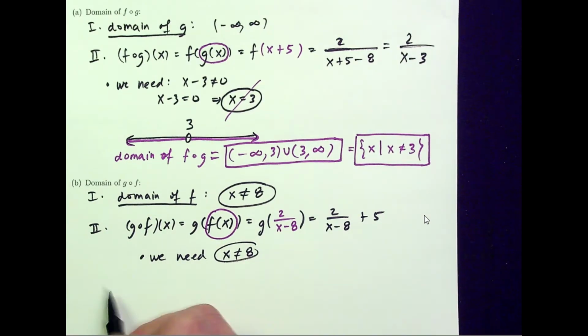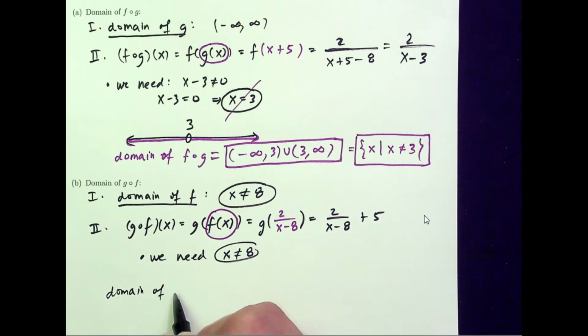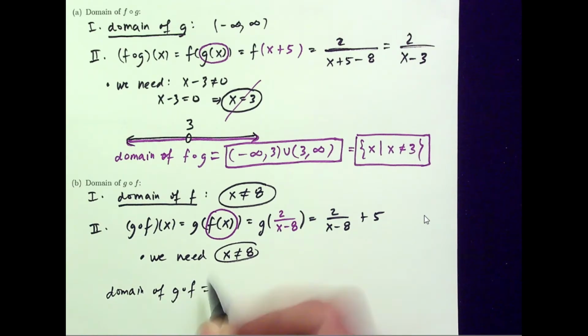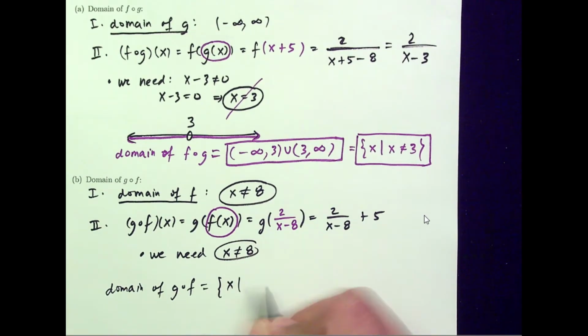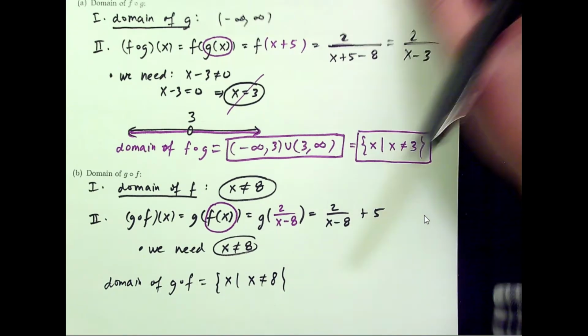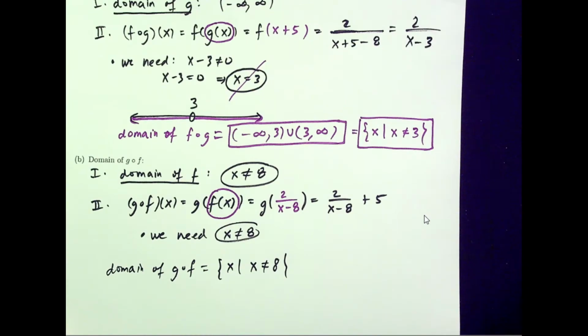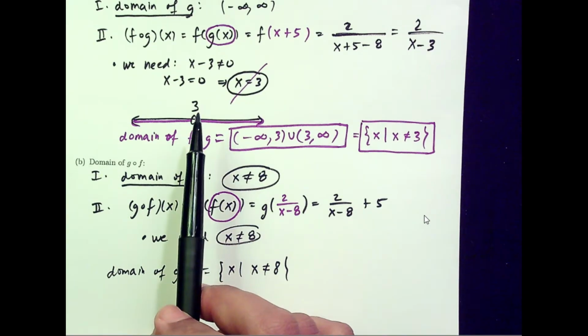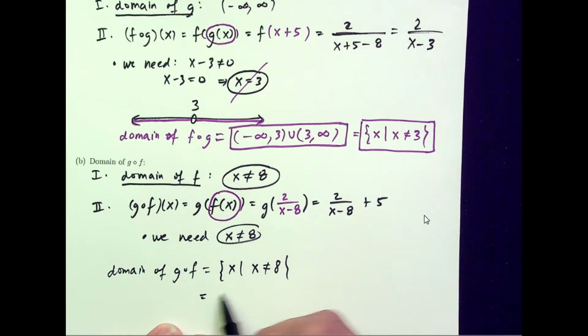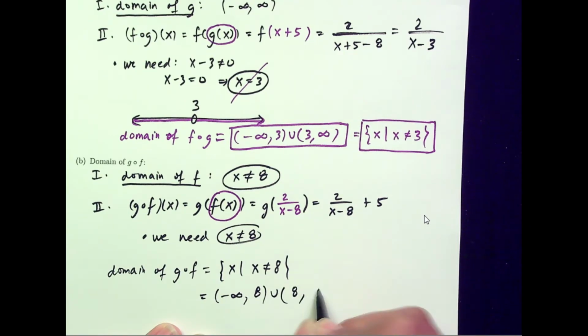Putting everything together, the conclusion is the domain of G composed with F is, now I'm going to do builder notation first, the set of all x's such that x is not 0, 8. And in interval notation, you just imagine the line is broken up, instead of a 3 it is now an 8. So it's going to be from minus infinity to 8, union from 8 to infinity.